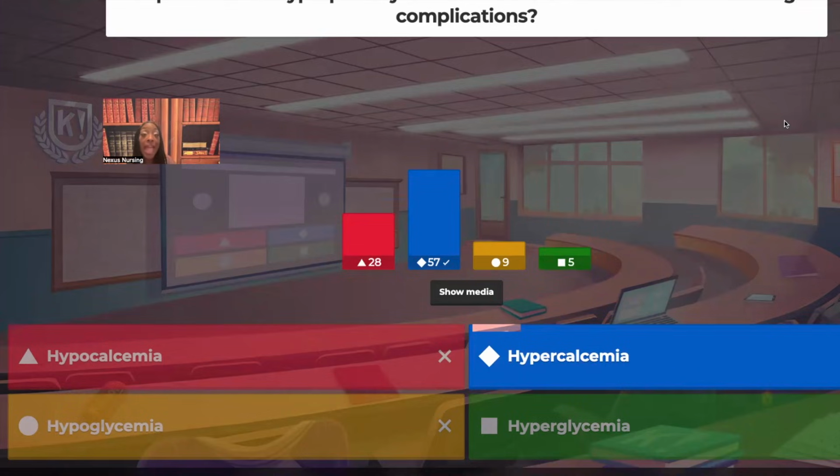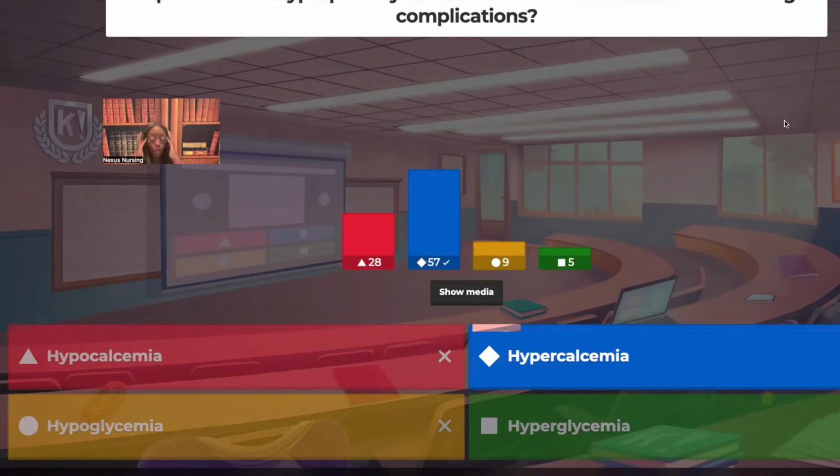So if the patient has hyperparathyroidism, they're going to have hypercalcemia. If they have hypoparathyroidism, they're going to have hypocalcemia. Notice I said calcemia. That emia means in the blood. Calcemia, calcium in the blood. Be very careful. I'm not talking about the bones. I'm talking about in the blood.